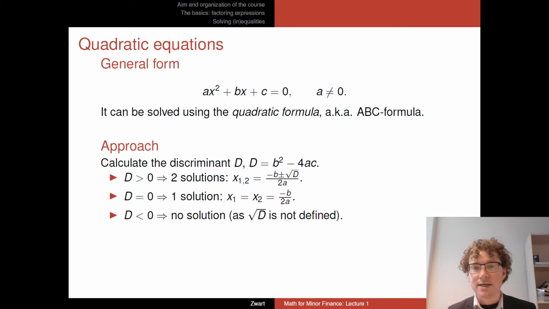And actually the answer to that question you might recall from high school, or otherwise you have to remind yourself of that. It's called the ABC formula, or the quadratic formula. So how does that work again? Well, what you want to do is compute first the so-called discriminant.